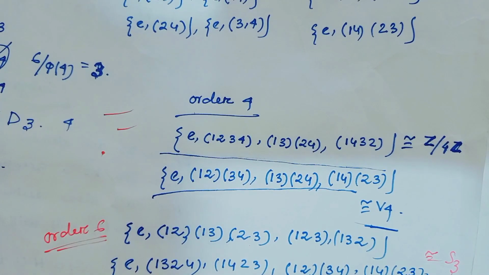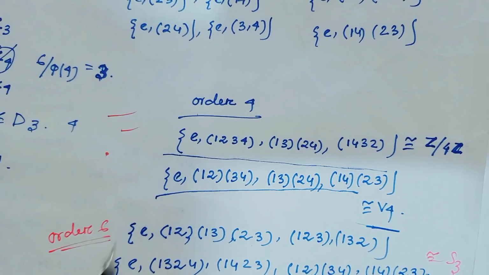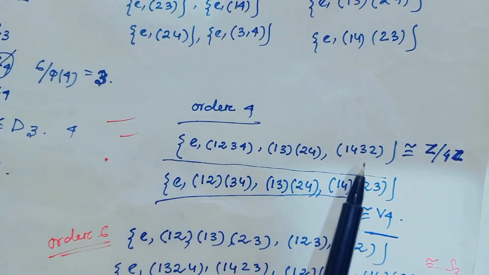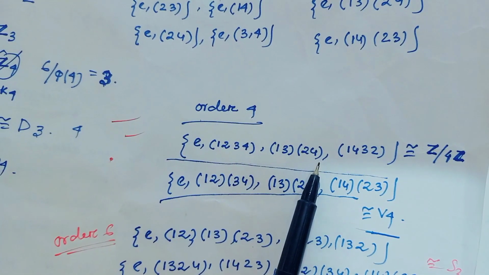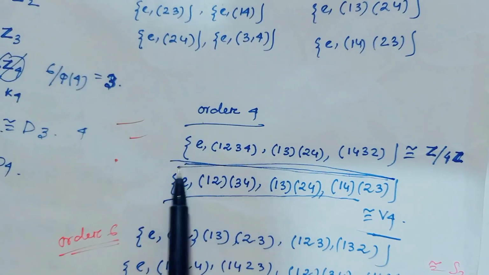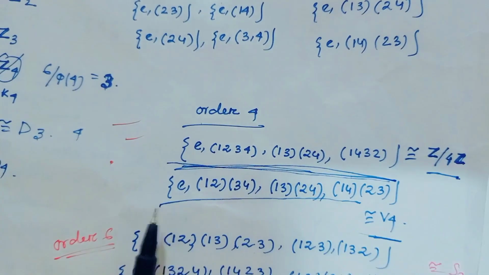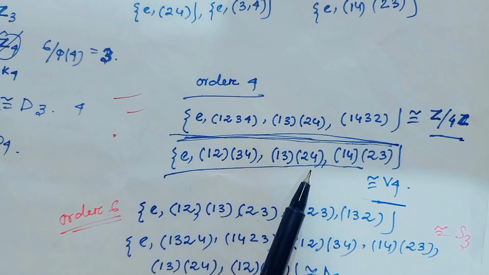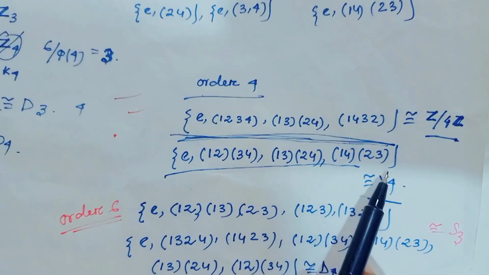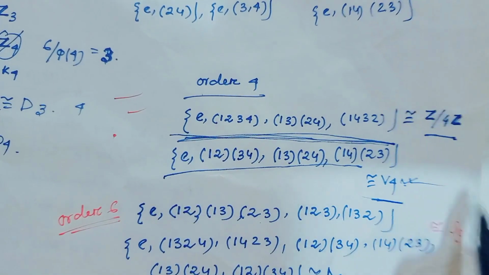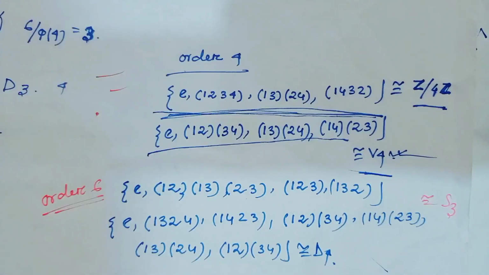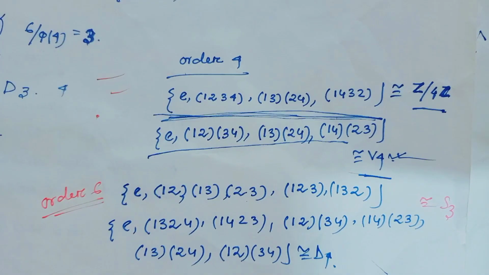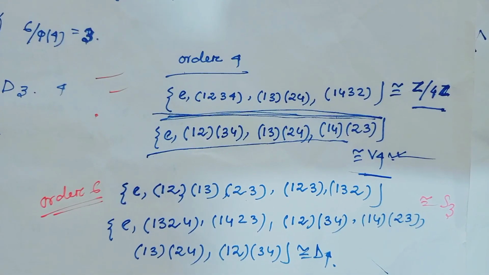And in S4 there exist 2 subgroups of order 4. One subgroup looks like identity, (1 2 3 4), and the inverse of (1 2 3 4) is (1 4 3 2), and (1 3)(2 4). This type of subgroup is actually isomorphic to Z mod 4Z. And another subgroup of order 4 is identity, (1 2)(3 4), (1 3)(2 4), (1 4)(2 3). Obviously, all of us know this type is isomorphic to the Klein 4 group. That means in S4 there exist 2 subgroups of order 4. One subgroup is isomorphic to Z mod 4Z, and another subgroup is isomorphic to the Klein 4 group.